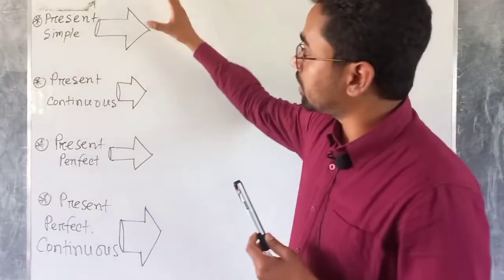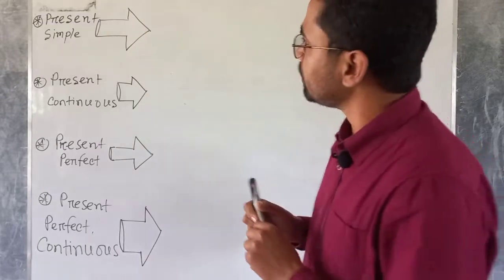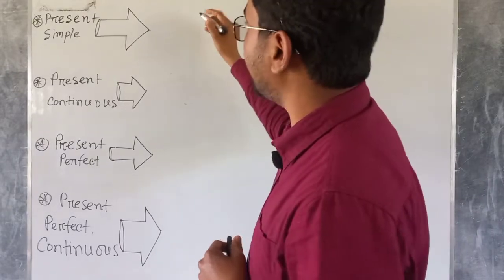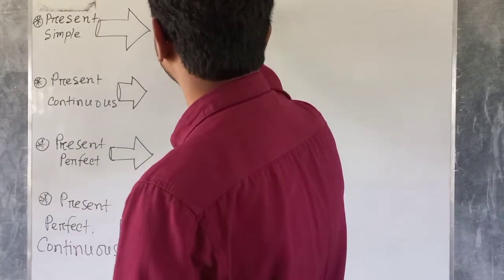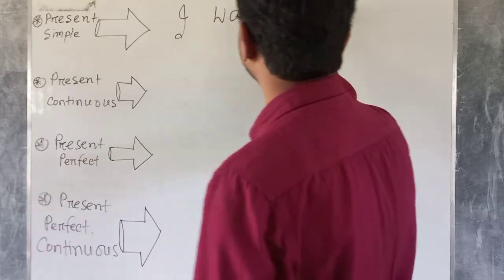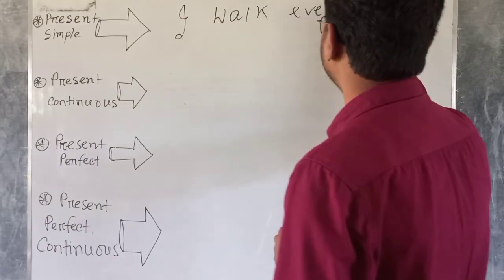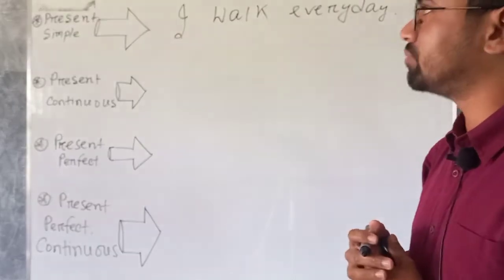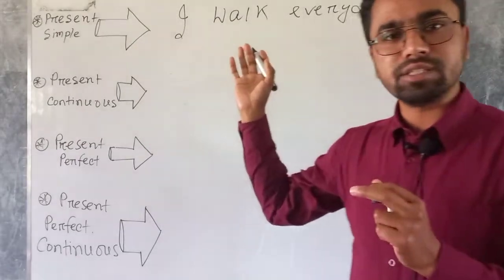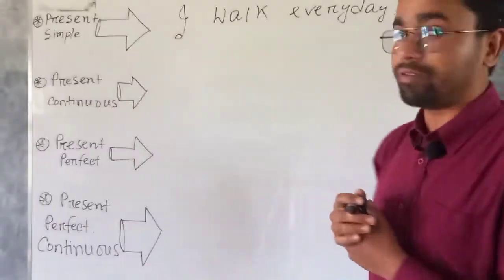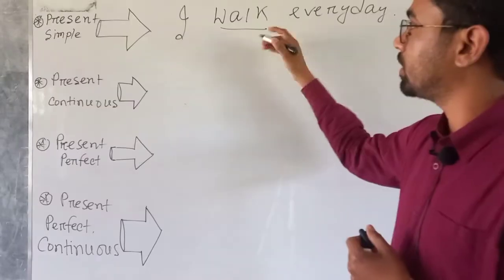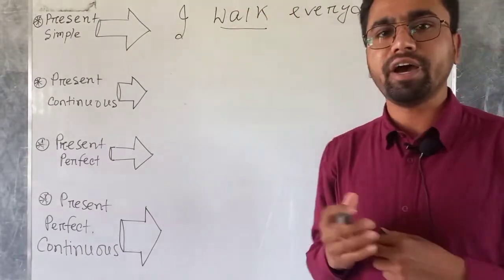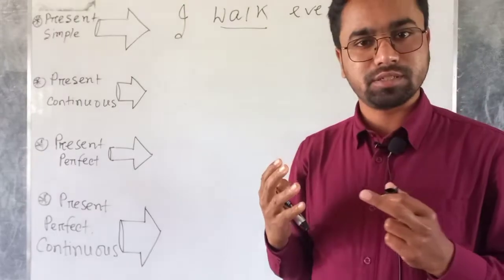Okay, let's see the present simple. In present simple tense I want to write a sentence: I work every day. Look at the sentence: I work every day. Here in the sentence I have mentioned a verb, that is work. If you look only at the verb, you will find the verb is in present form.